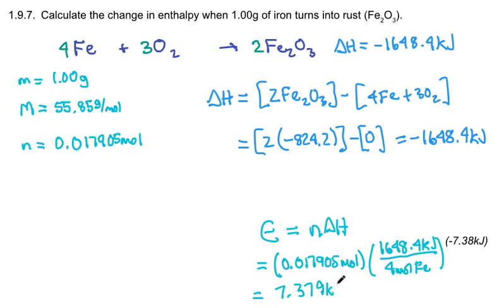7.379 kilojoules is our answer. This reaction was exothermic, so this should have a minus sign on it, and 3 sig digs is our lamest number, so this should be trimmed down to 3, so actually minus 7.38 is where we come to rest.